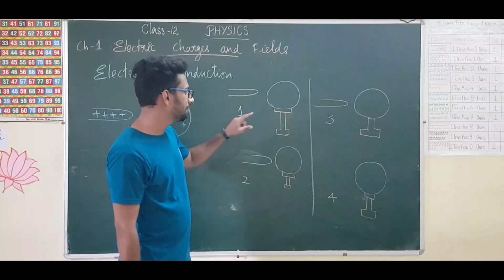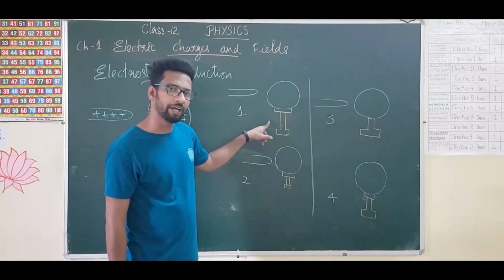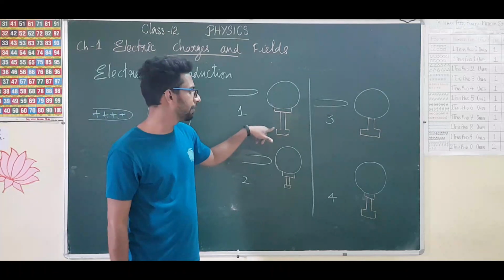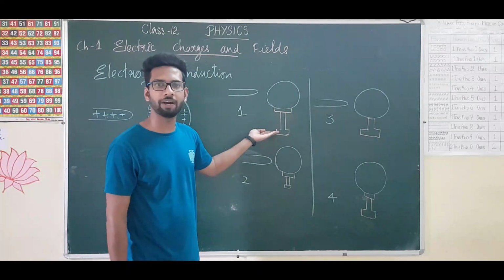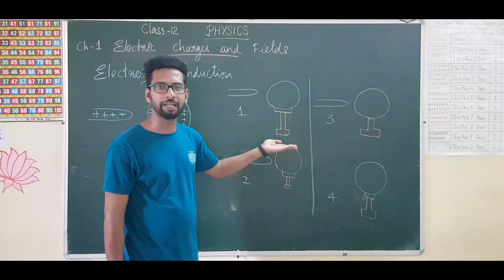For that purpose, we need a neutral metallic sphere. It is placed on an insulating stand. Why are we placing this body on an insulating stand? We are using a conductor. If we place this stand on the ground, then the charges will flow from the body to the earth. That is known as earthing.